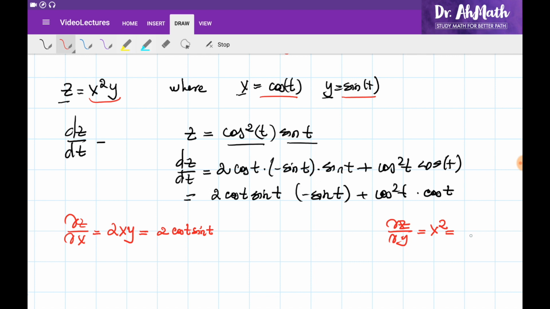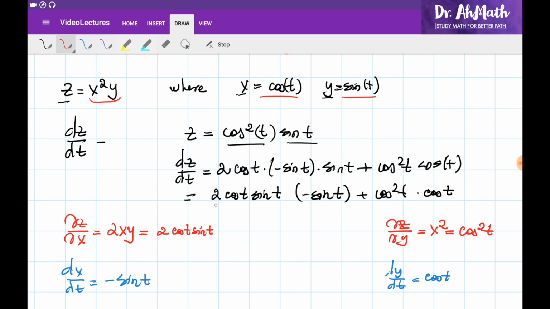If I would substitute this with the cosine, it would be cosine square of t, right? So now let me take the derivative of the x with respect to the t. So dx/dt is going to be equal to minus sine of t, and dy/dt is going to be equal to the cosine of t.